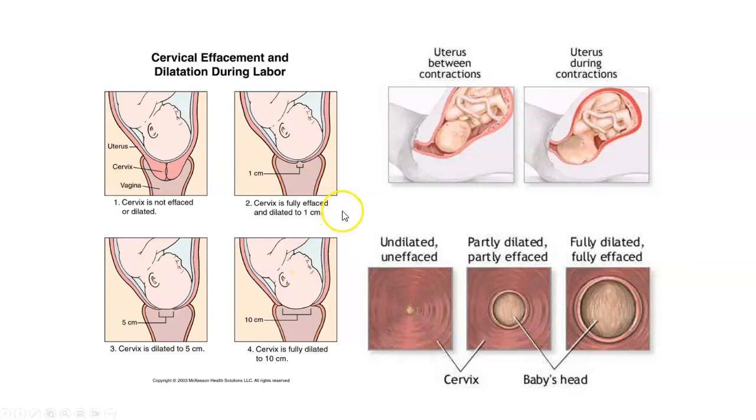Okay, so during effacement, you can see here the cervix up here and the vagina down here, you can see that the cervix starts to dilate, and it's fully dilated, which you can see here. And you can see that the cervix starts to thin, and it will become a tube in line with the vagina, forming the birth canal.